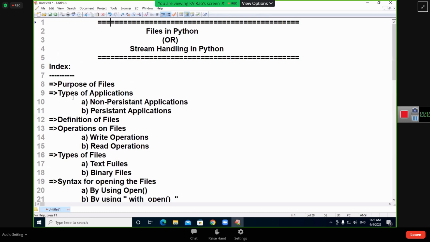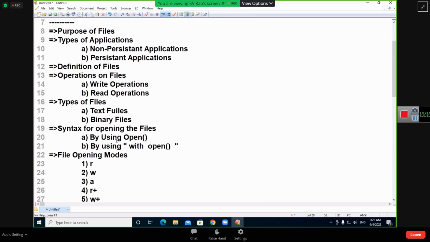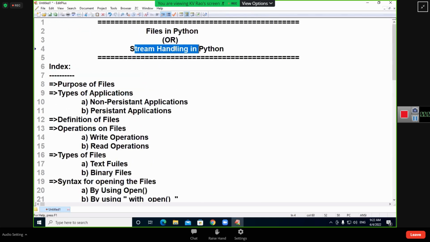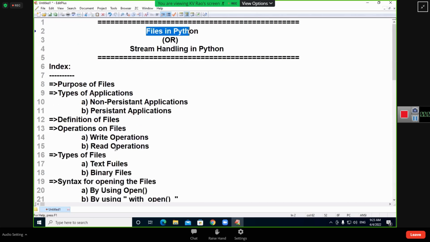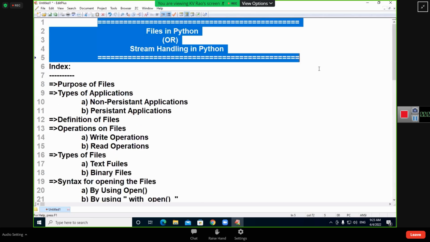Yeah. This is called the index. So I hope my index is clear. I am going to talk about file handling and stream handling. The complete concept will take 4 to 5 days to cover. So let us start with files or stream handling in Python.